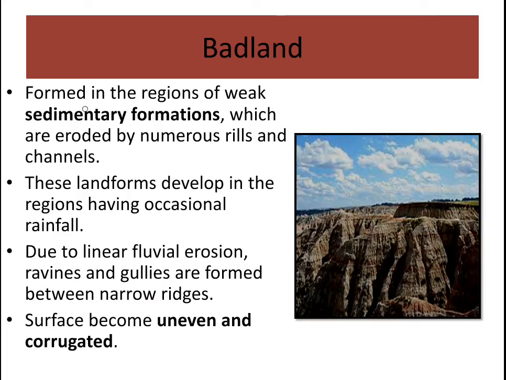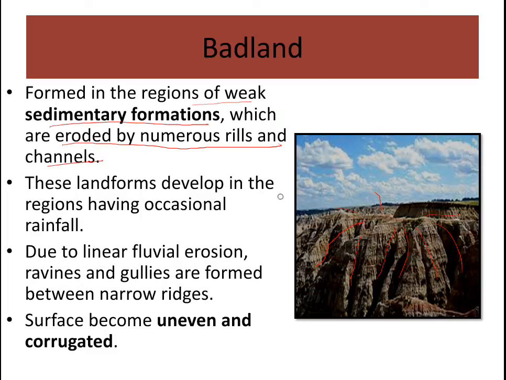So badland, it is formed in the regions of weak sedimentary formations which are eroded by numerous rills and channels. Suppose rainfall is occurring and it forms many small water streams which erode, because it is a sedimentary structure, it erodes the landforms in those arid and semi-arid regions.